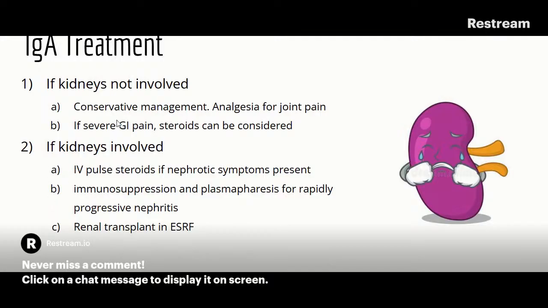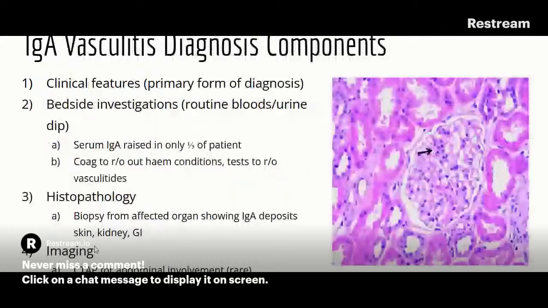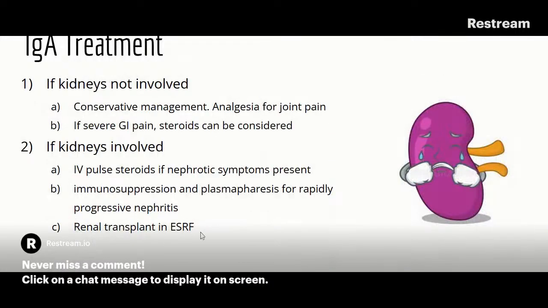If kidneys are involved, so if you're having hematuria, if you're having signs of nephritic symptoms, and they're having rapidly progressive nephritis, you give them some immunosuppression, you do plasmapheresis. If it's more of a nephrotic style picture, so they're losing all their albumin, they become very swollen, and they've got kind of +4 proteins on their dip, we pulse some steroids in them. And it's worth noting, I think 5 to 10% of IgA vasculitis patients can have end-stage renal failure because of it, which means that they need a kidney transplant.